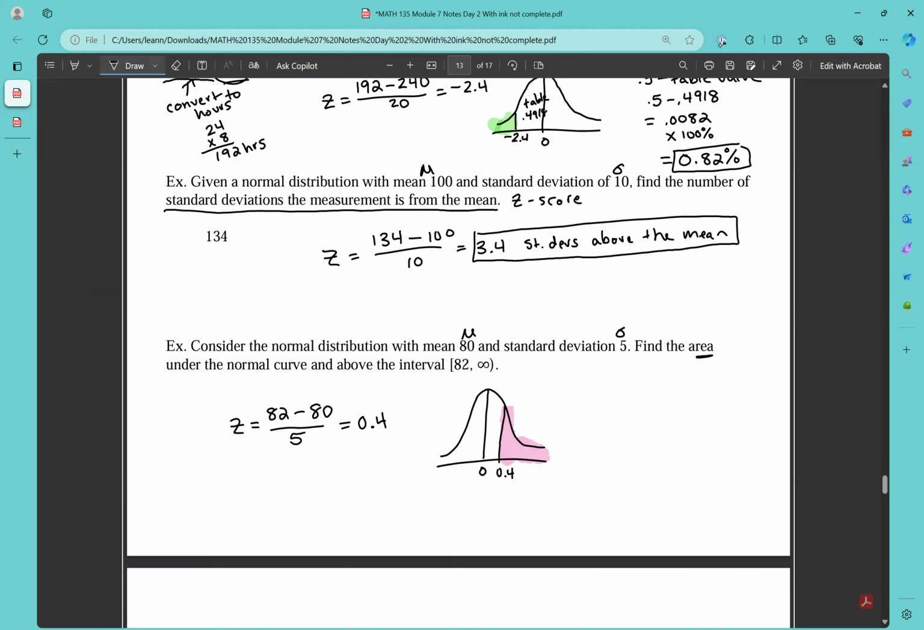So when we look up our table value, remember, we're going to find the area between 0 and 0.4, and then we'll have to subtract, remember, 0.5 minus the table value is how you get a tail that goes to the infinities.